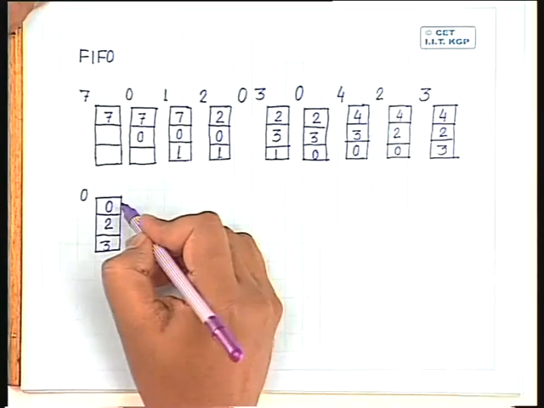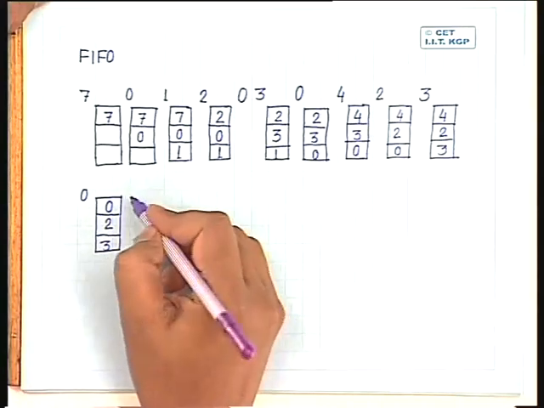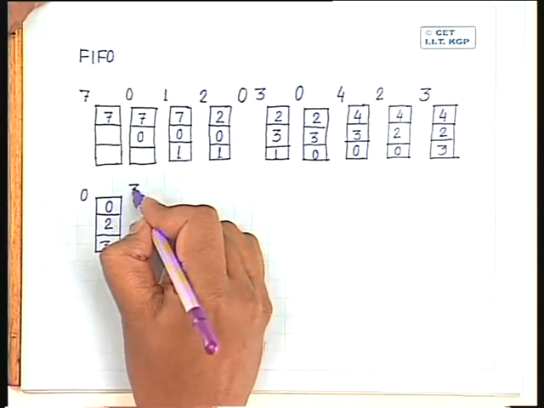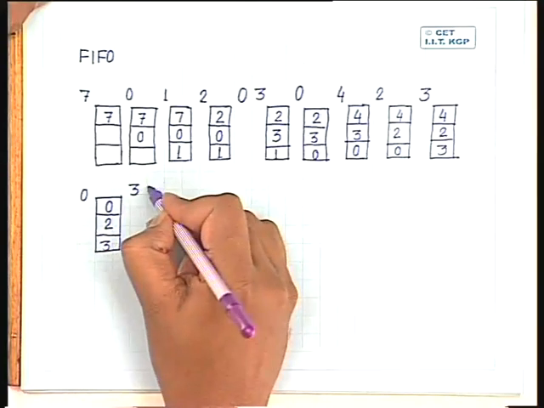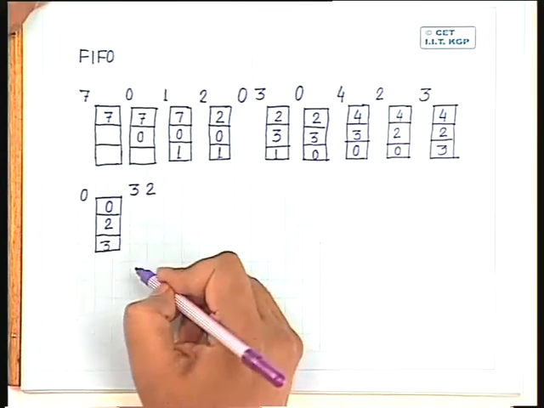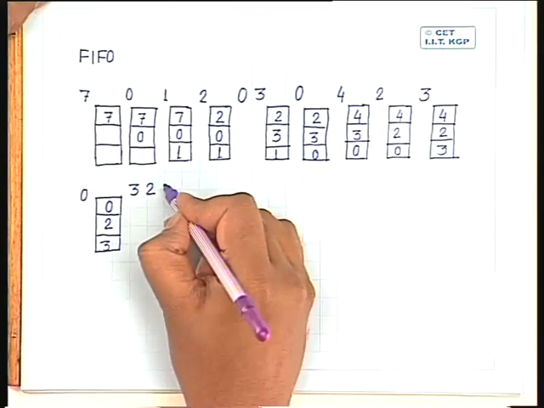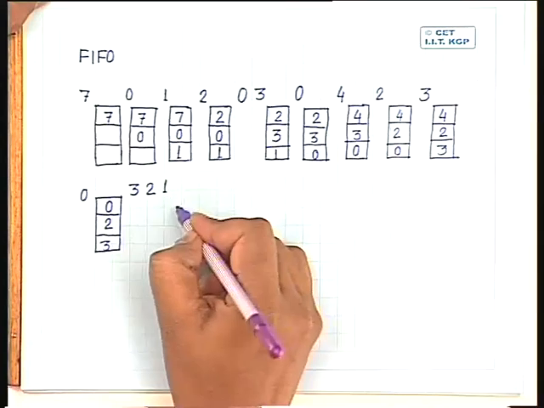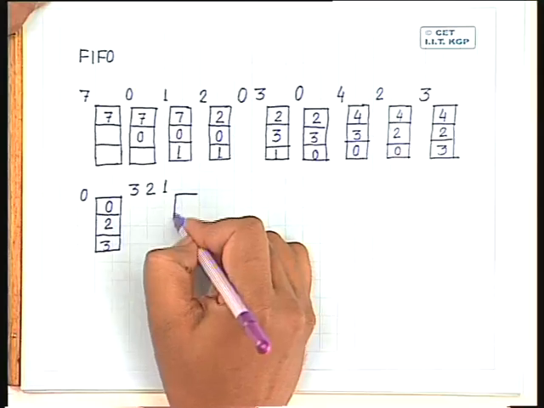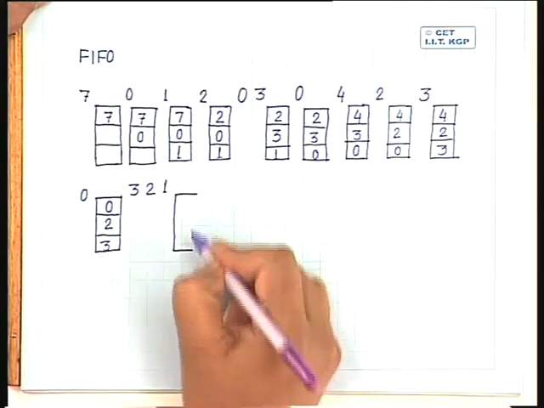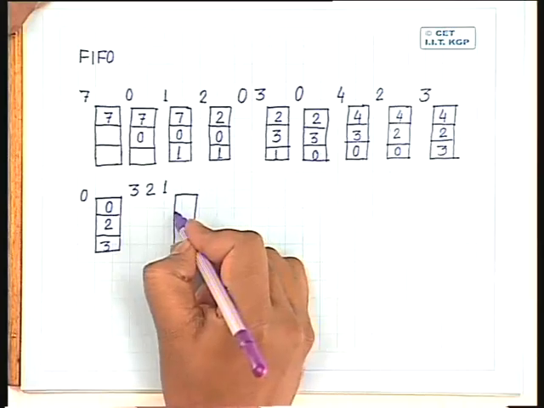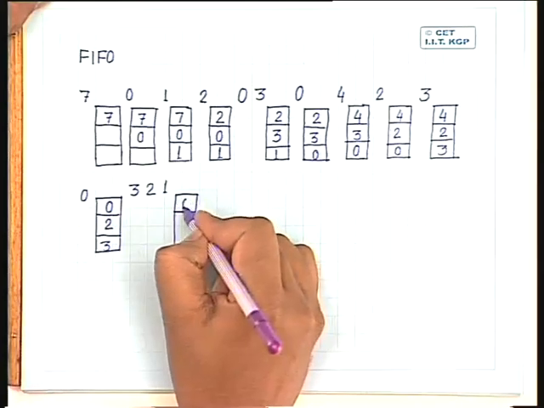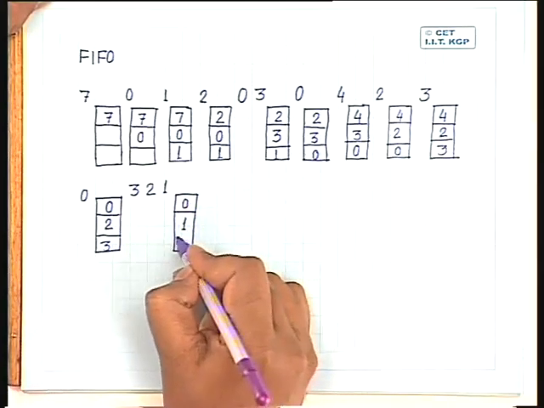What is the next page that is referred? Page number 0, then page number 3. It is there in the main memory, so there is no page fault. After that, page number 2 is referred, that is again in the main memory, so there is no page fault. Then page number 1 is referred. Again there is a page fault, and you find that out of these 3 pages, page number 2 is the oldest. So I have to replace page number 2 by page number 1.